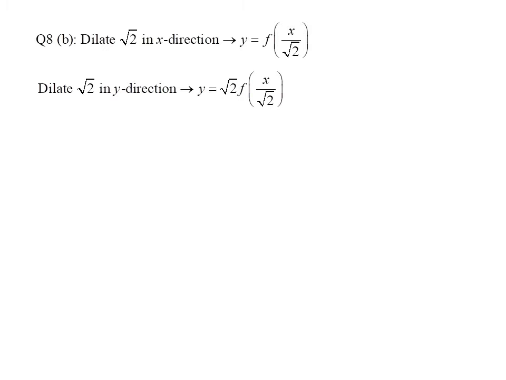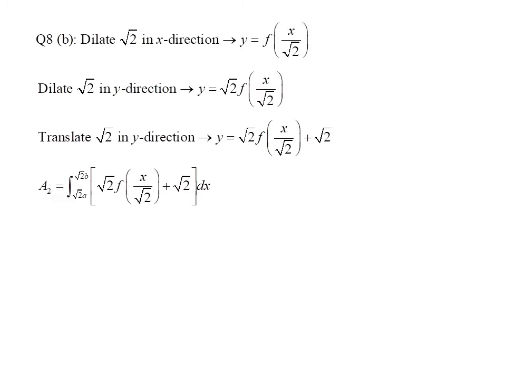Following the above question, here we do the transformation in a step-by-step manner. The first two steps show the transformed function after applying dilation factors of square root 2 in both x and y directions respectively. The third step shows the function after translating square root 2 units in y direction. The last step shows the area of the region represented by A2. It is bounded by the transformed function f(x) and the x-axis.